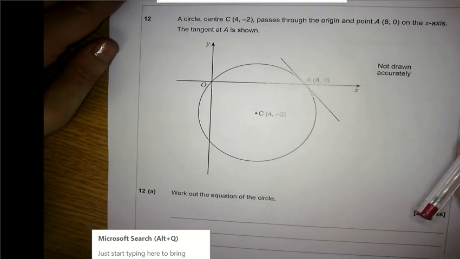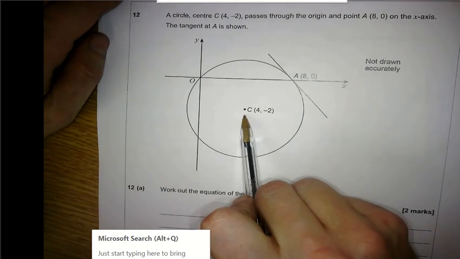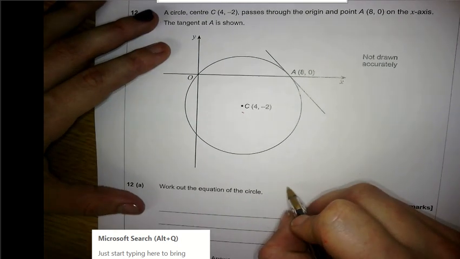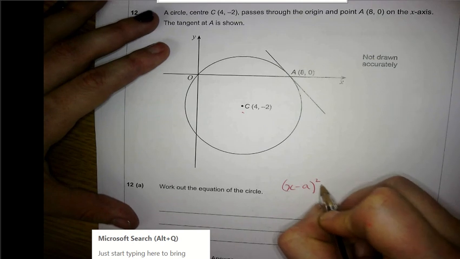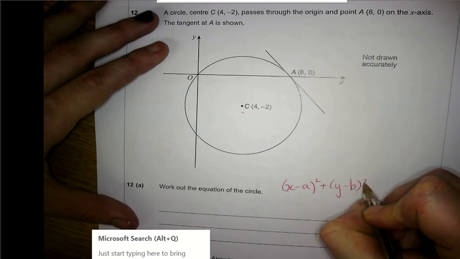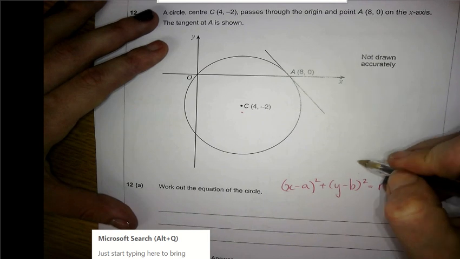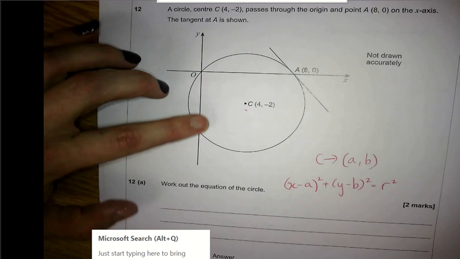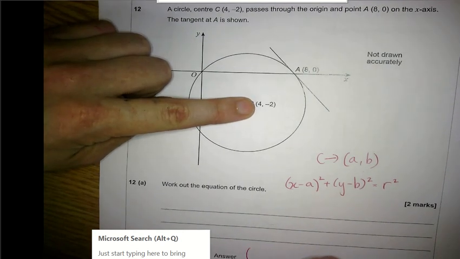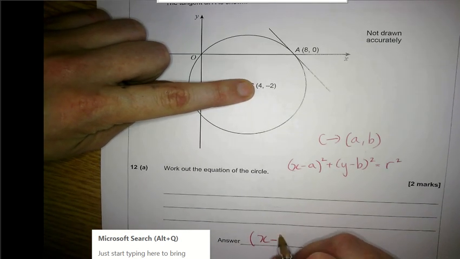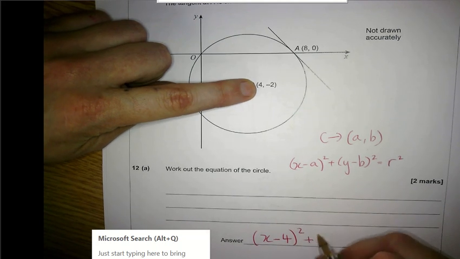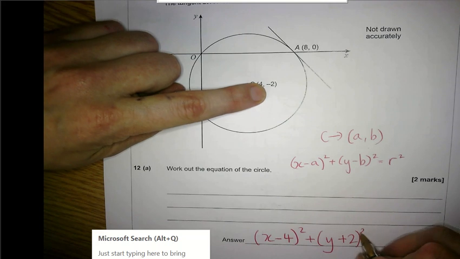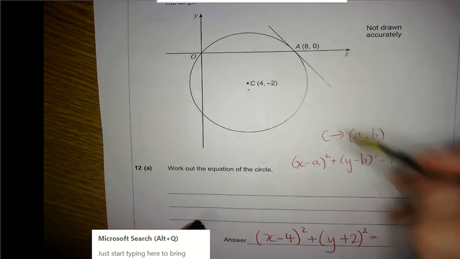Question 12. A circle centre 4, negative 2 passes through the origin and 8, 0. Work out the equation of the circle. I know the equation of a circle is x minus a all squared plus y minus b all squared equals the radius squared, where the centre has coordinates a, b. The centre has coordinates 4, negative 2, therefore the equation is x minus 4 all squared plus y plus 2 all squared is equal to, I need to work out the radius.